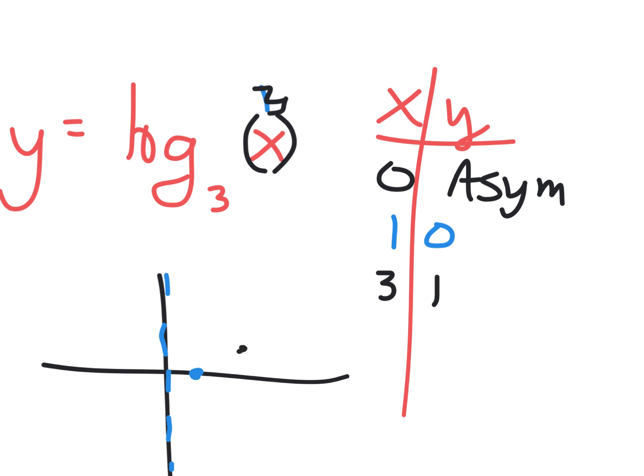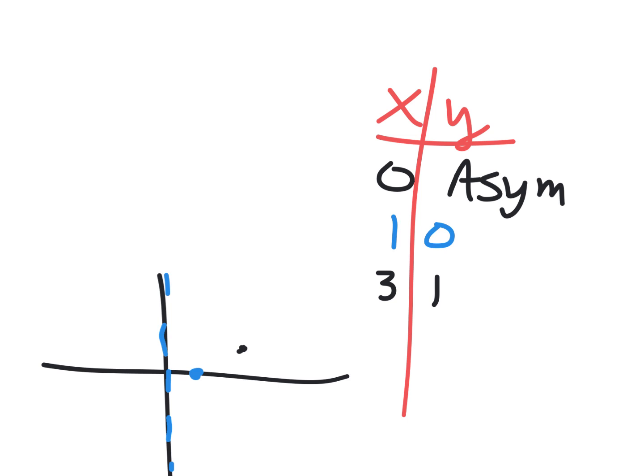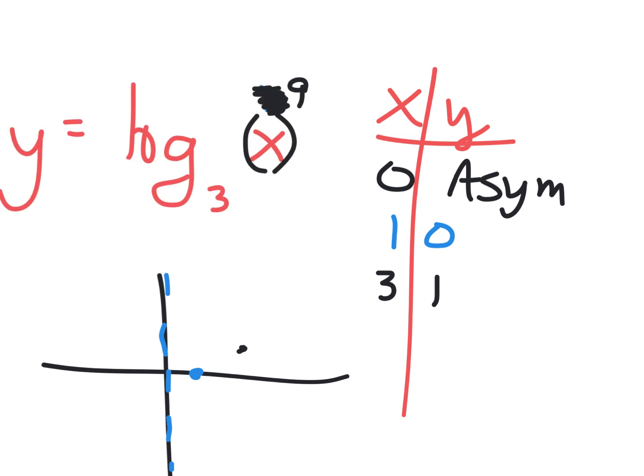I got 2 points. Is that enough? Nope. 9 does work, and it's probably graphable. Like, it's not so big that it's off the graph. So then log base 3 of 9 is really 3 squared, and so the answer is 2. So I put in a 9, I get a 2.